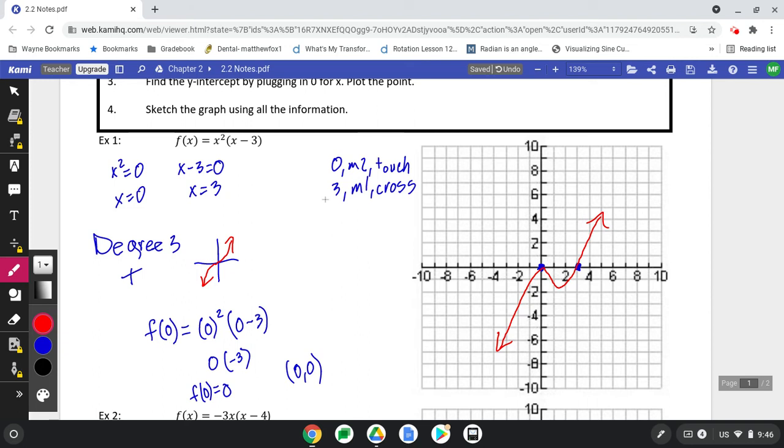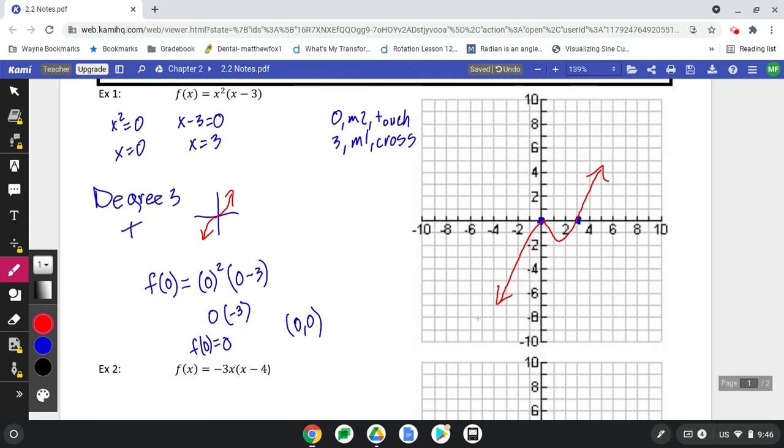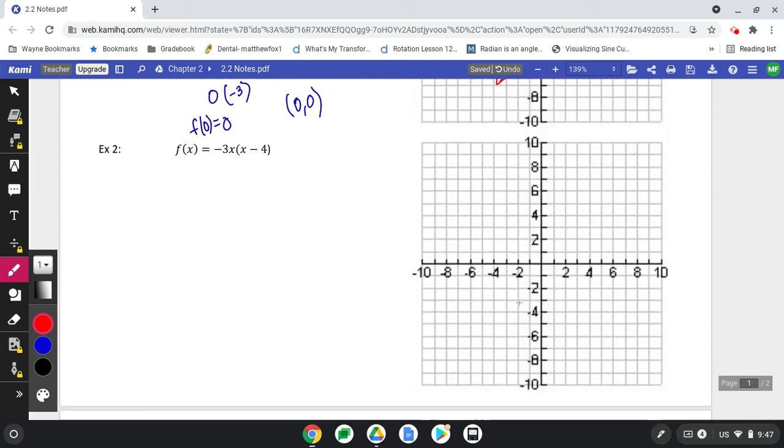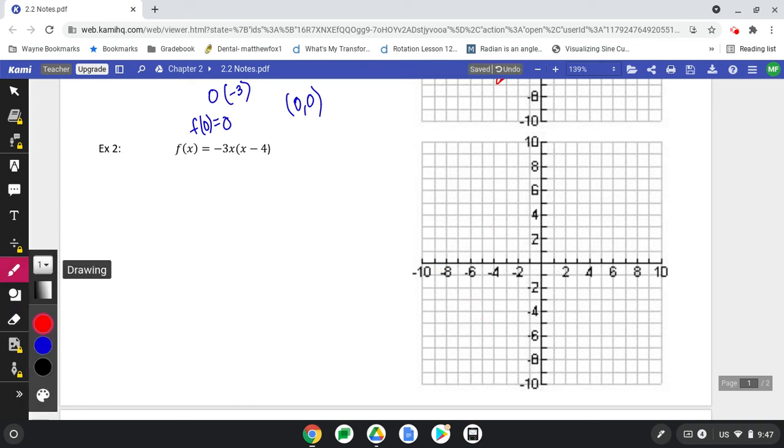Now, something to remember, if this is a polynomial, in order for it to be a function, it needs to pass the vertical line test. So we just need to make sure wherever we start, we are always moving to the right. We can't cut back. If I cut back, what I mean by that is if I start here and I cut back like that, that is no longer a function. That's the problem.